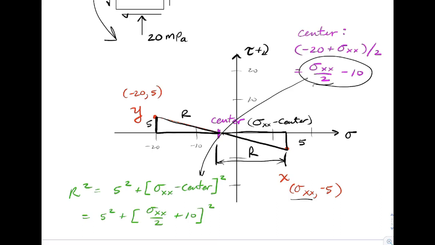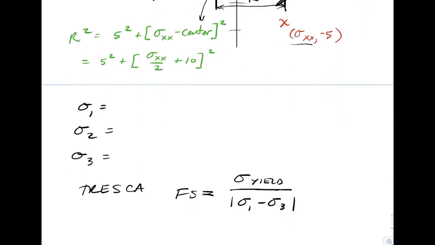So keeping in mind that sigma XX has to be in tension, we are guaranteed from this circle that this side over here would be sigma 1. The Z point sitting right there at 0 stress is going to be sigma 2, and sigma 3 is going to be sitting over at the center minus R. So let's just go ahead and take inventory of that moving forward. So those are the values that we're going to use for Tresca.